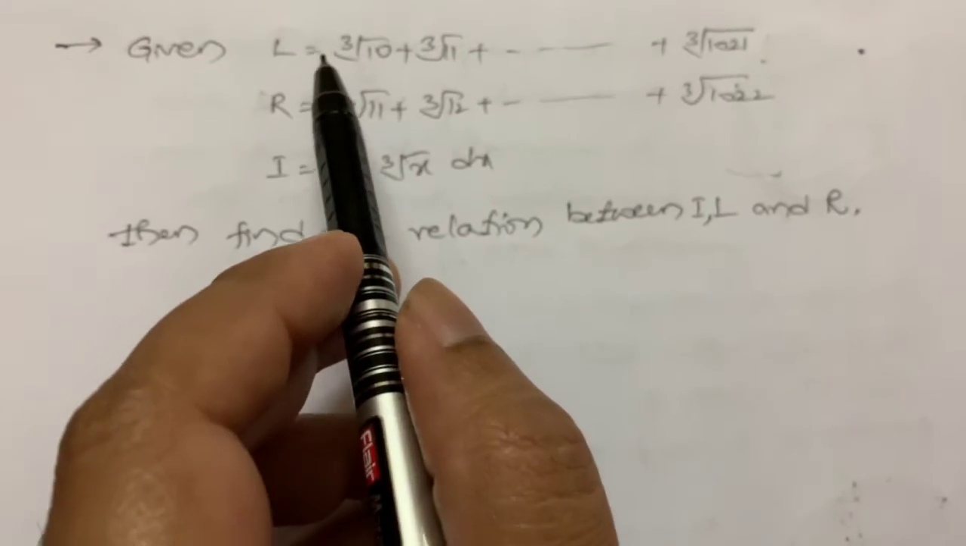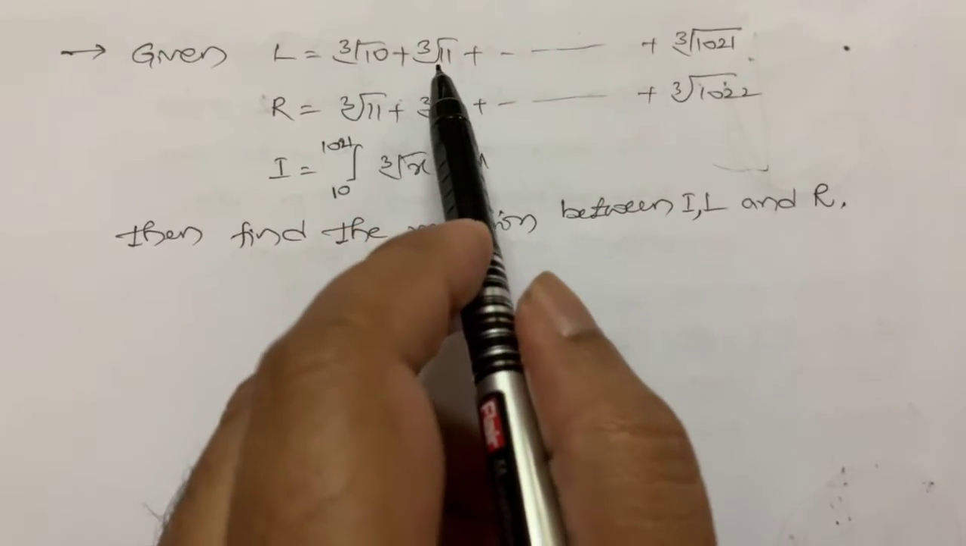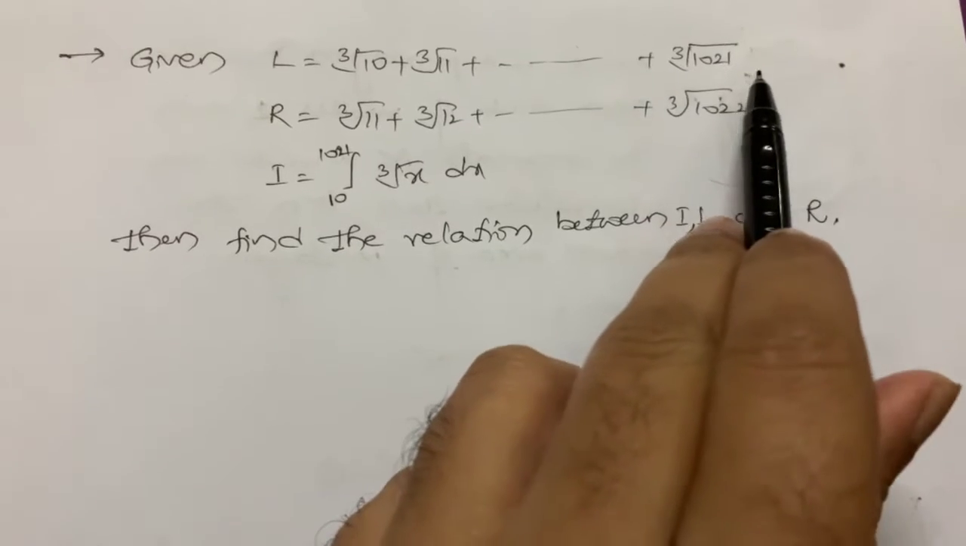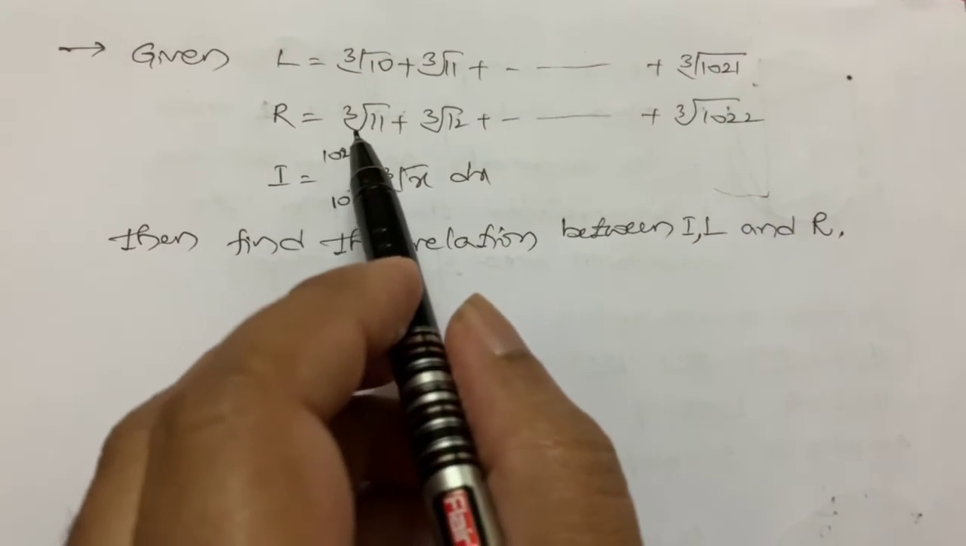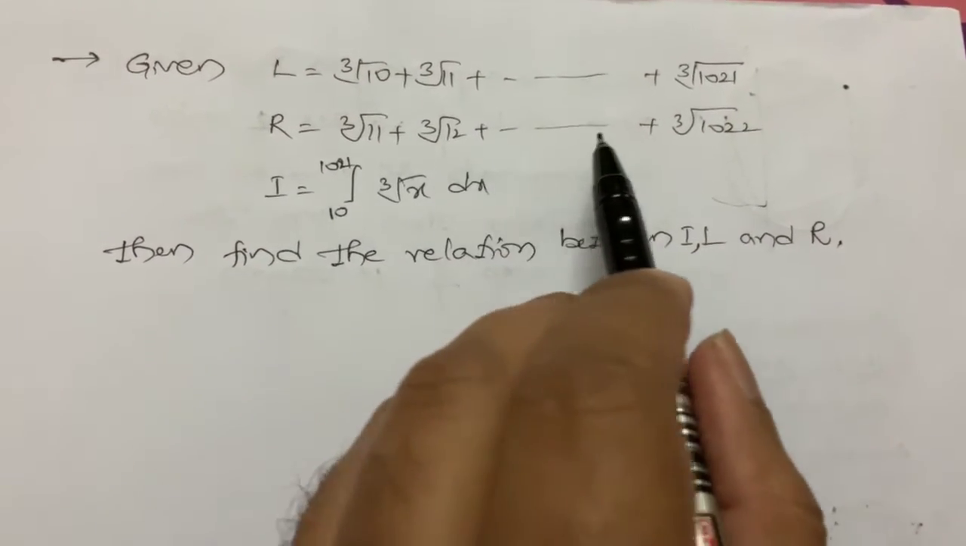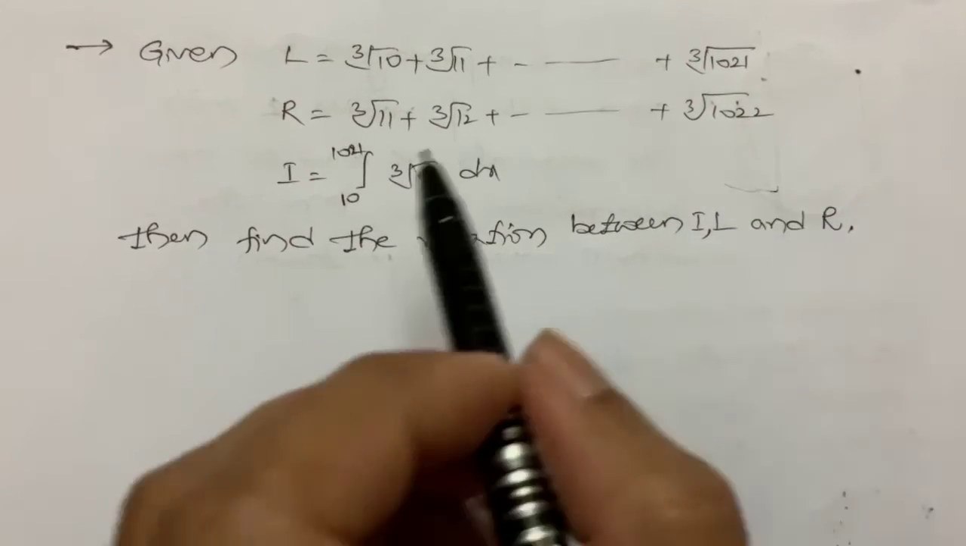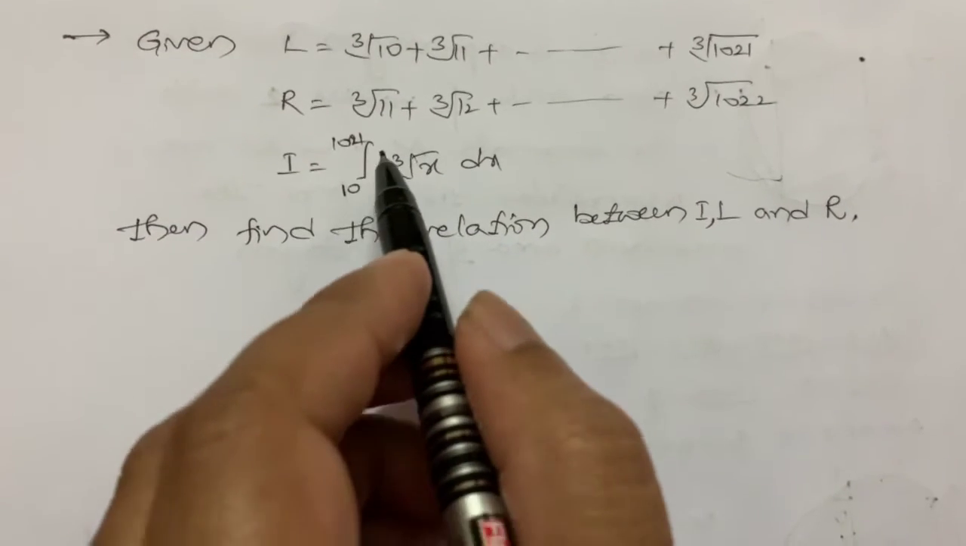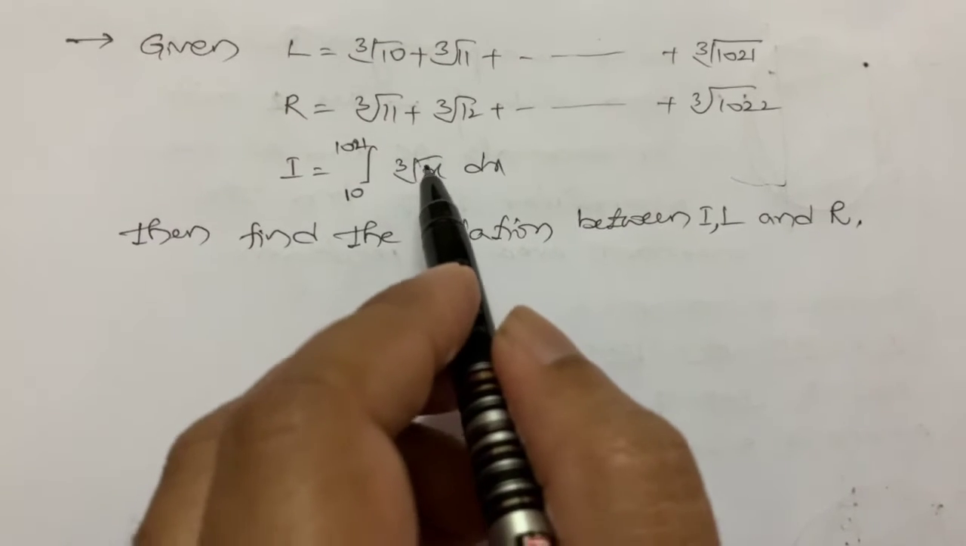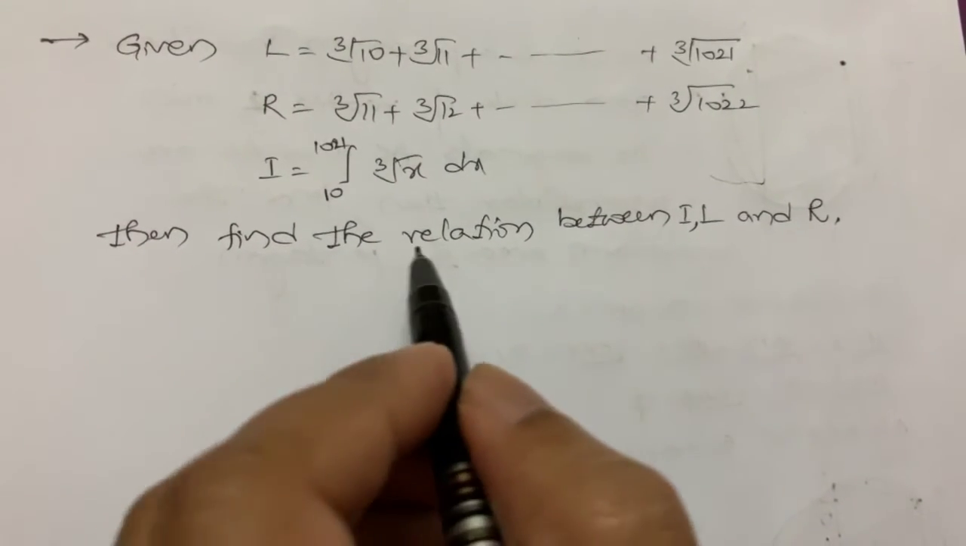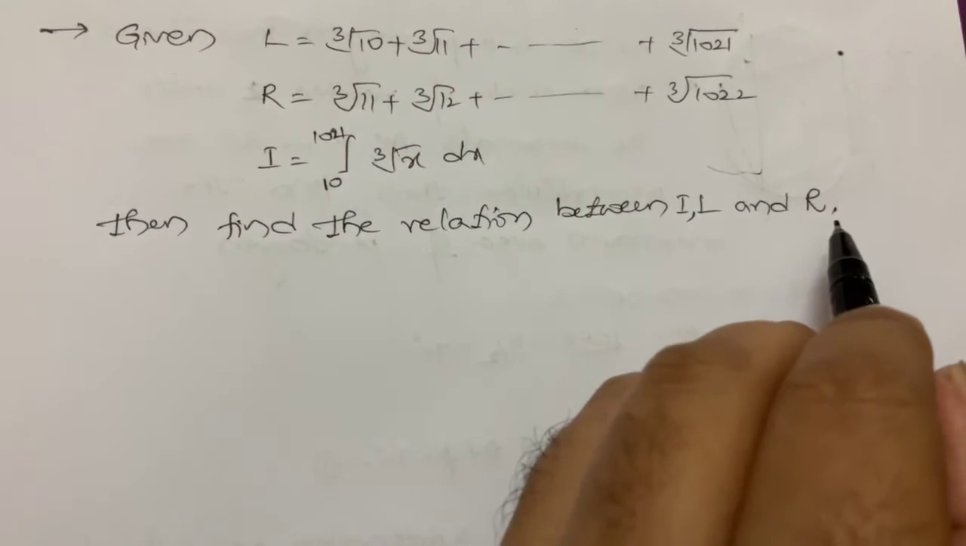Given L is equal to cube root 10 plus cube root 11 and so on to cube root 1021, and R is equal to cube root 11 plus cube root 12 and so on to cube root 1022. I is equal to the integral from 10 to 1021 of cube root x dx. Then find the relation between I, L and R.